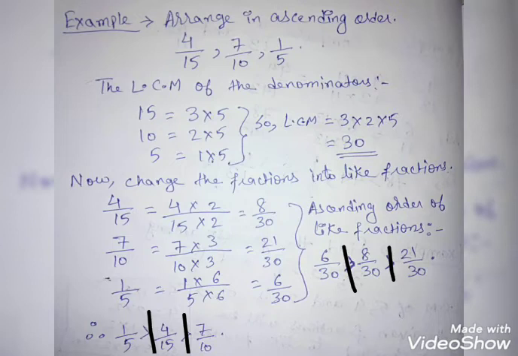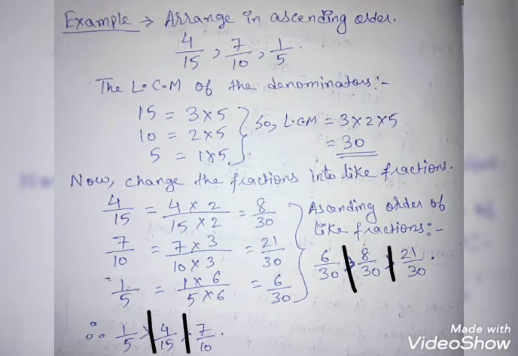So here you have seen the calculation. First of all you have to make the unlike fractions into like fractions. Then from the like fractions you can compare the fractions, because the denominators will be same. You have to compare only the numerators, and when you are comparing the numerators you will get which one is bigger and which one is smaller. Like that you can make it in ascending order and also in descending order in the same way.